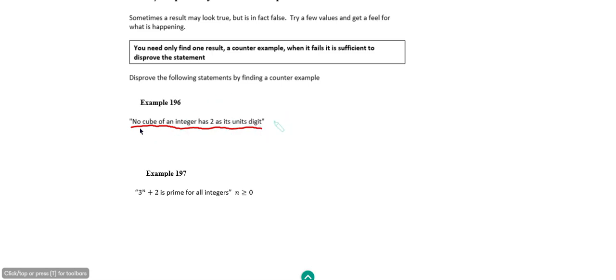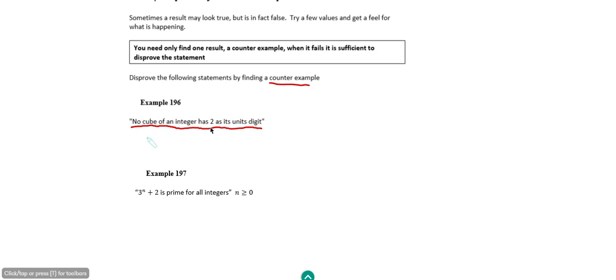But all we need to do to disprove this statement is find one case where it's not true. So unlike the proof by exhaustion, where we look at every single case, for counterexample we only need one result which disagrees with the statement, and then we've disproved it. So for this one, no cube of an integer has 2 as its units digit, we need to look at a few until we find one which does have a 2 as its units digit.